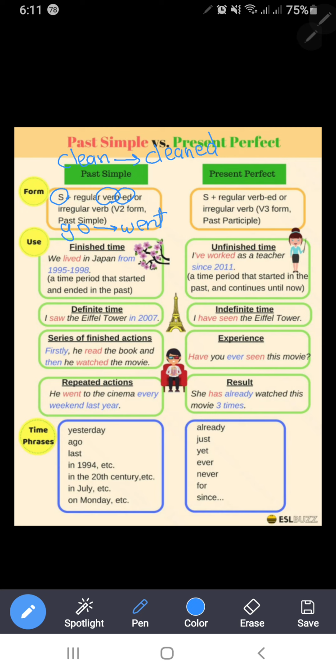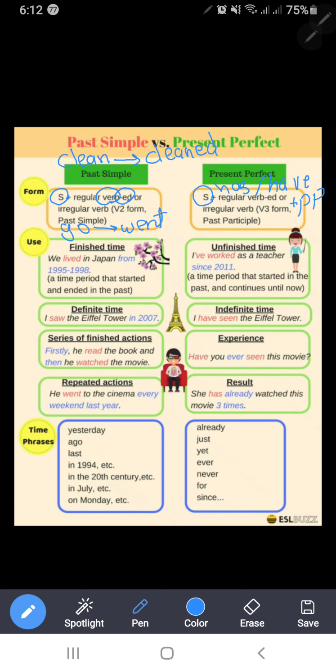What is the form of the present perfect? It consists of the subject plus has or have. I have, we have, they have, he has, she has, it has. Then we put the past participle of the verb or the third form.